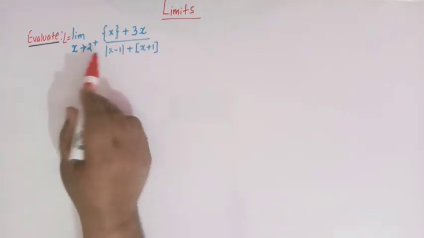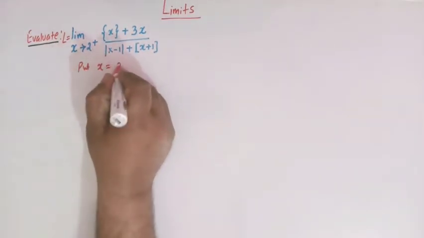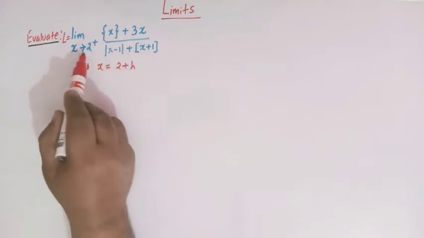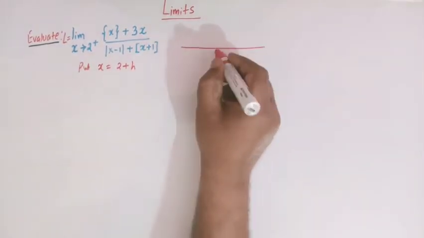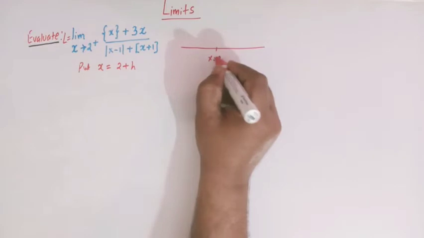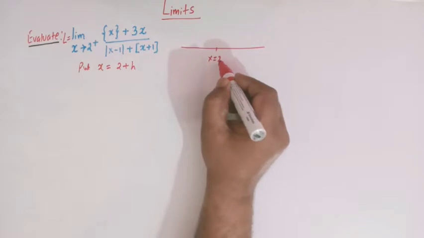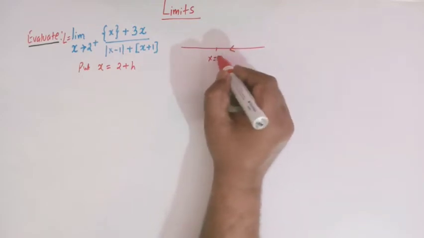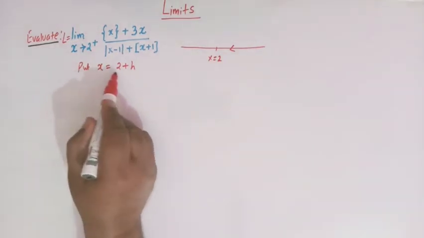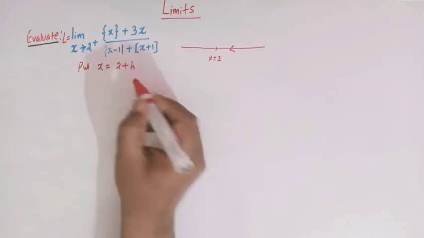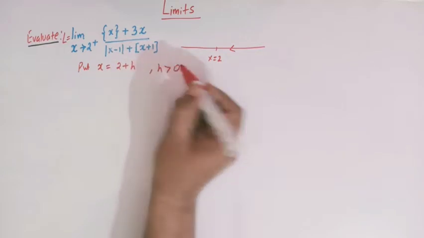First, we'll put x is equal to 2 plus h. Here x tends to 2 from the right side of 2. It means we have to find the right hand limit of this function when x approaches 2 from the right of x is equal to 2. So let us put x is equal to 2 plus h. Now h is a very small quantity and greater than 0.